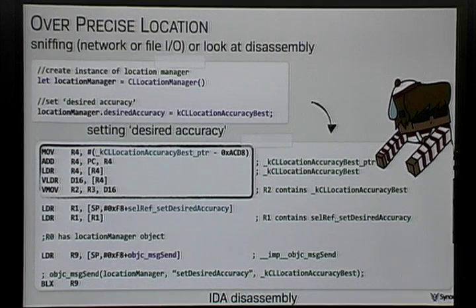The third argument to the setDesiredAccuracy method is an accuracy constant. And in this case, we can see it's kCLLocationAccuracyBest. Again, this app is saying, I want the best possible accuracy. And again, if you don't see this call in the disassembly, it's likely that the developer just didn't set it, which again means it's going to default to the highest level of accuracy.